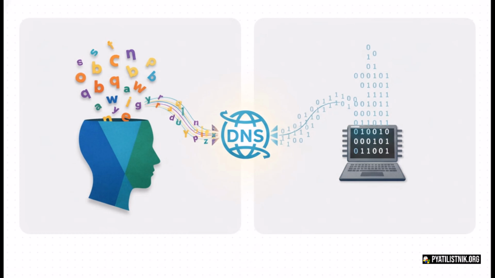See, the whole thing boils down to a simple translation problem. We humans, we think in names, right? We remember things like example.com. But computers, they couldn't care less about names. They speak a totally different language, the language of numbers, specifically IP addresses. Every single device connected to the internet has one. And DNS? DNS is the universal translator that makes it all work.